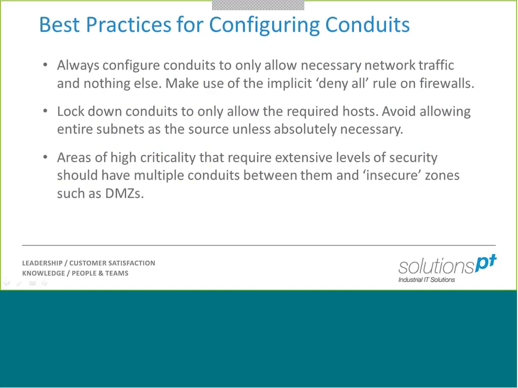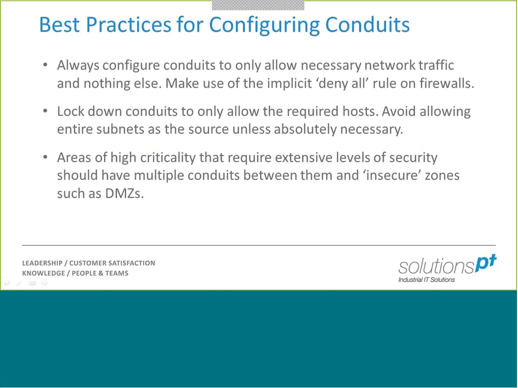So we'll have a quick look at some best practices when configuring these conduits then. And really the goal of setting up our zones and conduits is to make our network as secure as possible, to reduce our surface area of attack as much as we can. And with that in mind, what we want to do when we configure the conduits is only allow the necessary network traffic through and absolutely nothing else. And we obviously make use of this implicit denial rule at the bottom.